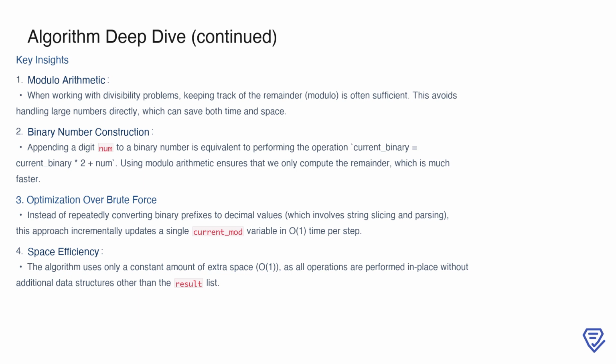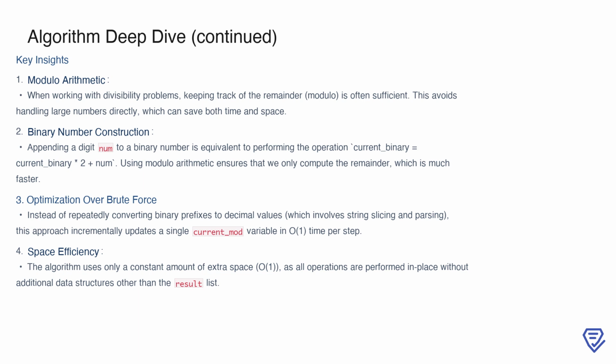This algorithm leverages several key insights to achieve efficiency. First, modulo arithmetic allows us to determine divisibility without explicitly calculating large binary numbers. By tracking only the remainder, we avoid unnecessary computations and save on both time and space. Second, appending a digit to a binary number can be expressed as current_binary equals current_binary * 2 + number. Using modulo arithmetic ensures that this operation scales well, as we only need to update a single remainder value.